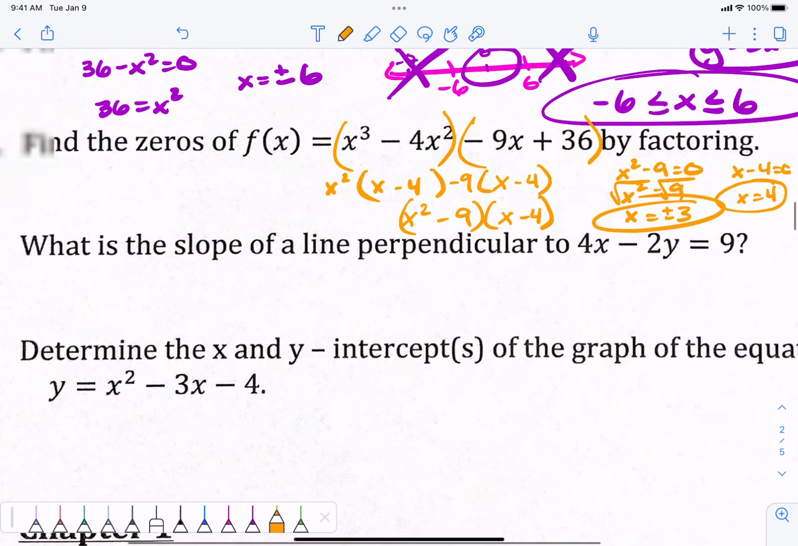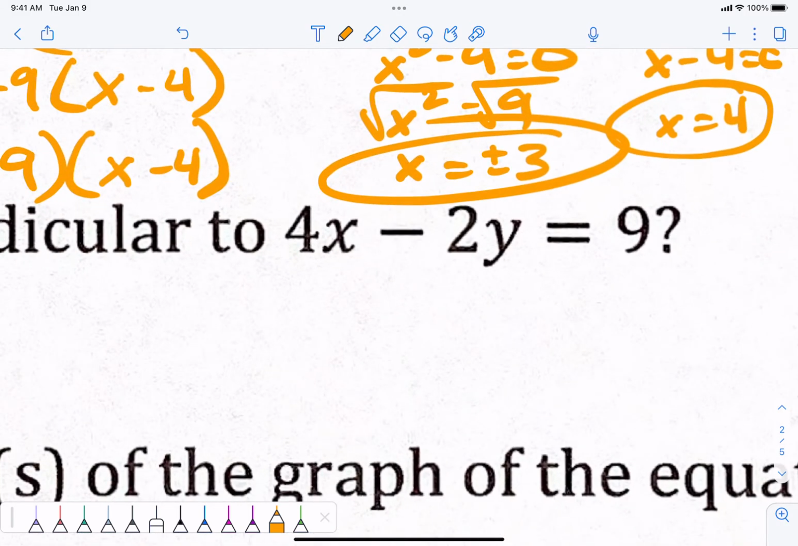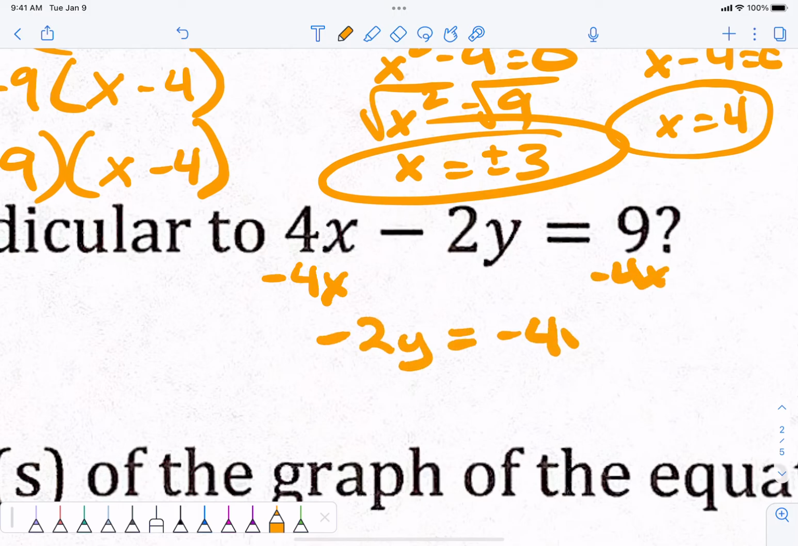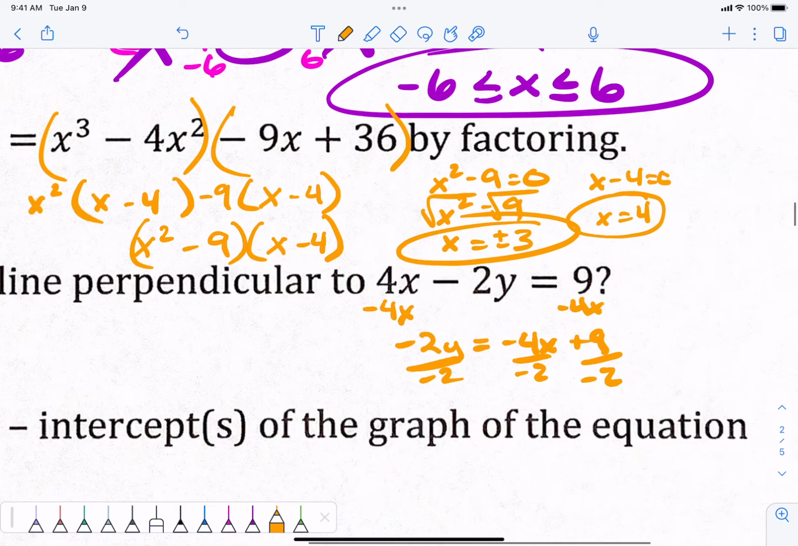Perpendicular, negative reciprocal. What is the slope of a line that's perpendicular to this guy? Do we know what his slope is right now? Negative 2y equals negative 4x plus 9. Divide by negative 2. It is just 2. Okay, y equals 2x plus, we don't care, 3.5 minus 4.5, by the way.